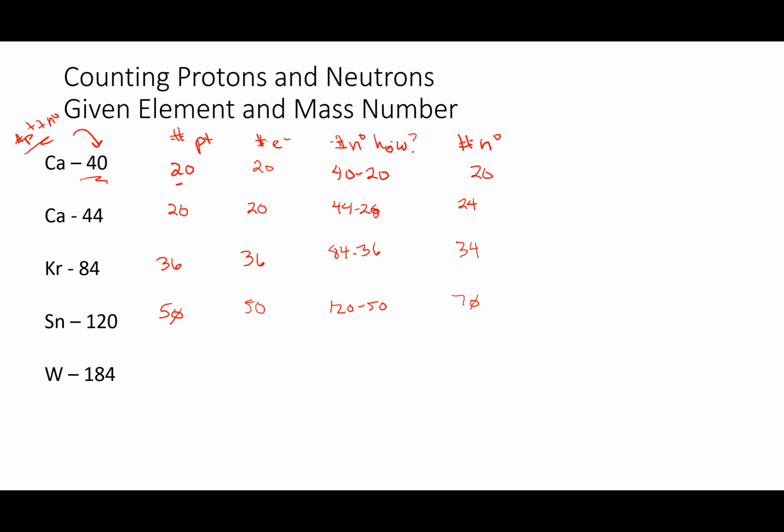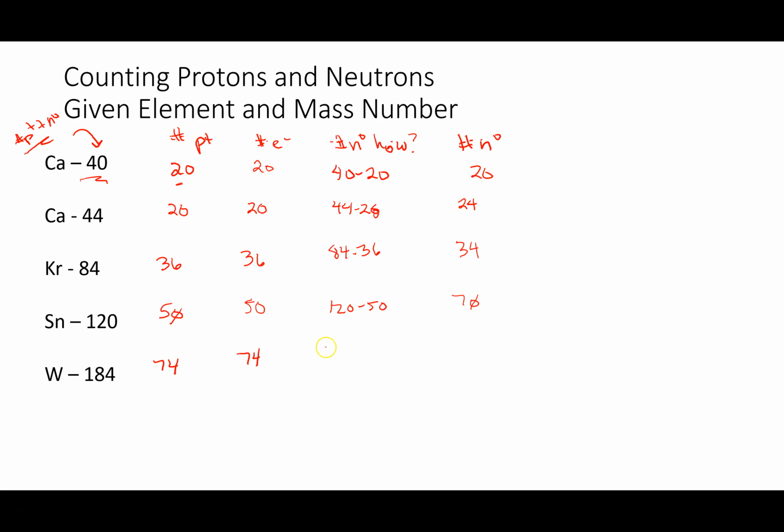Okay, how many protons? 74, perfect. Very good. So Ian, if it's neutral, how many electrons? Also 74, perfect. Jasmine, how would we go about calculating the number of neutrons?